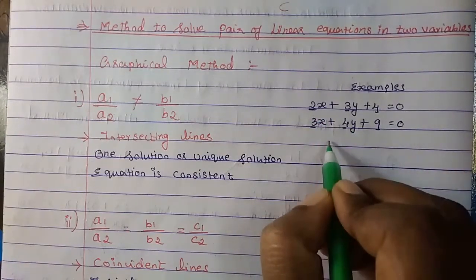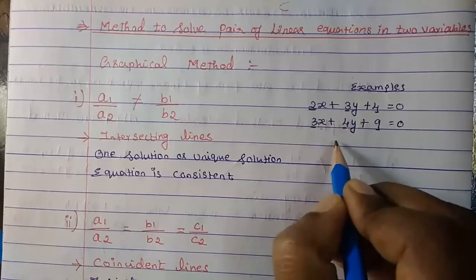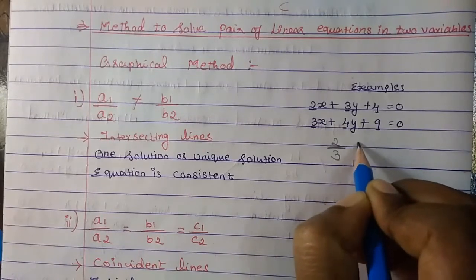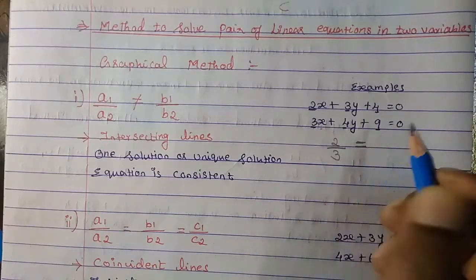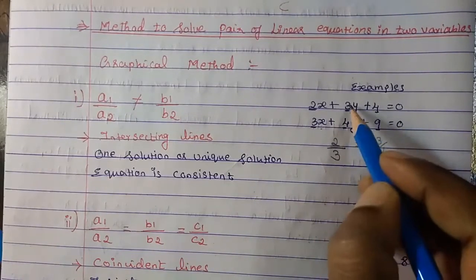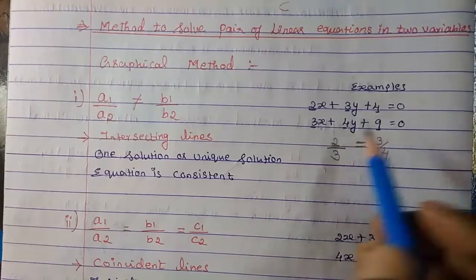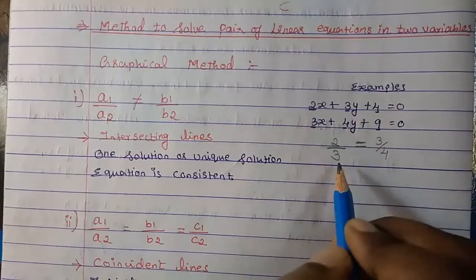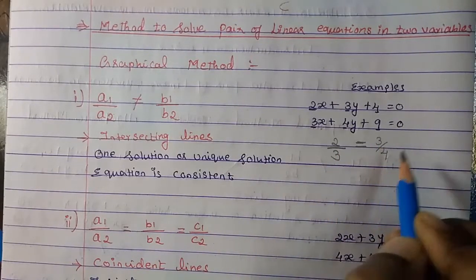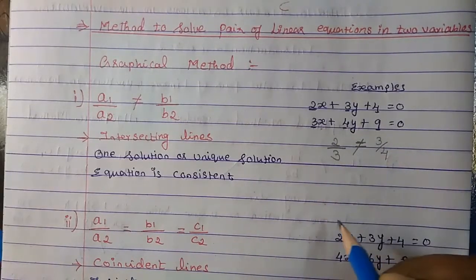Okay, so A1 is 2 upon A2 is 3, and we are going to compare. So we'll put the equal sign, and then 3 upon 4. So this is B1 and this is B2. First we'll compare both. So when we compare both, we can see here this is 2 upon 3 and this is 3 upon 4. So this cannot be equal. So that means this is not equal.